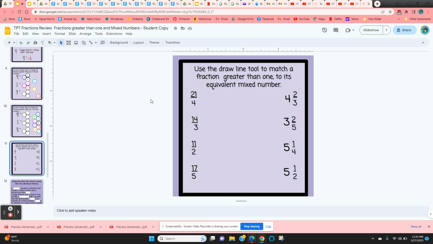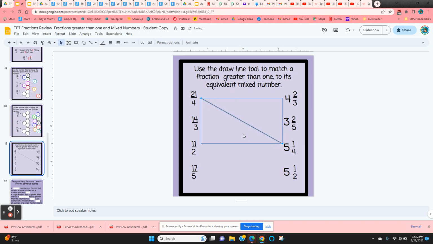When they get to slide 11, they're going to be using the draw line tool. So they're going to match a fraction greater than 1 with its equivalent mixed number. So to do that, they just come up here, select a line, and that's going to give them a plus sign. So they just click where they want it to start. And then to move this, they're just going to click on the blue circle, click and hold. So this would be 5 1/4. So if they click and hold on that blue circle, they can move it where they want.